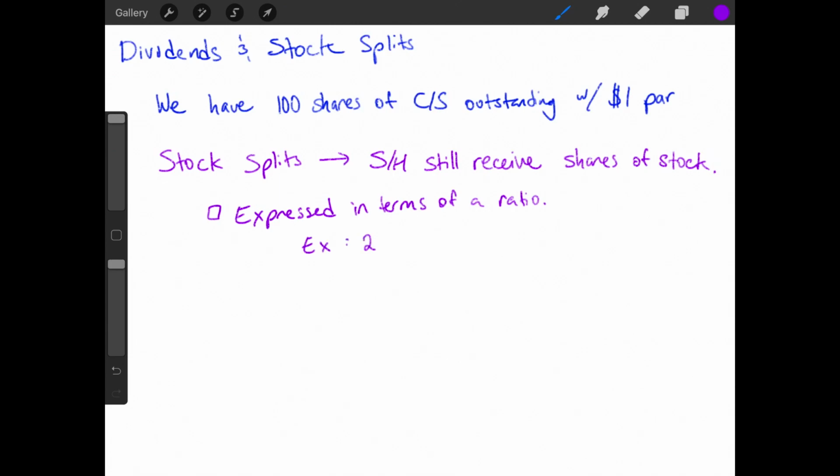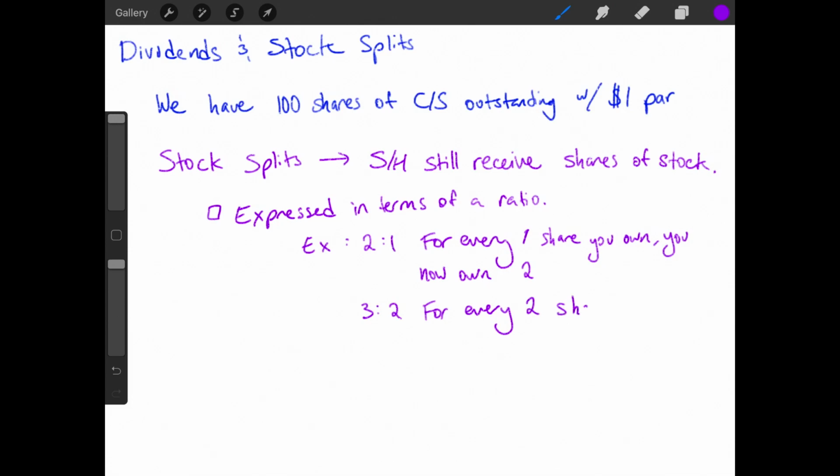So for example, let's say that we had a 2-for-1 stock split. So for every 1 share of stock you own, following the stock split, you now own 2. And a 3-for-2 stock split, for every 2 shares you own, following the stock split, you now own 3. Notice this one's a slightly different ratio.